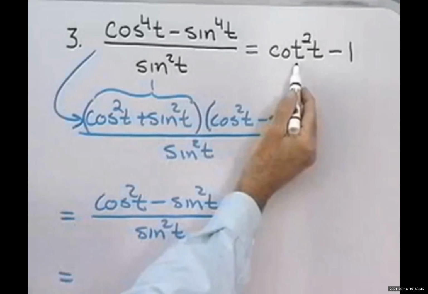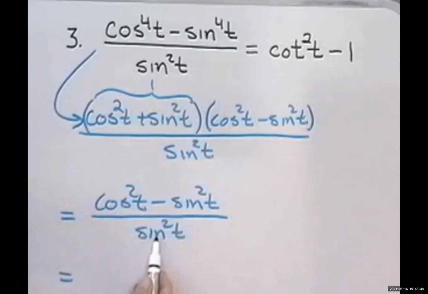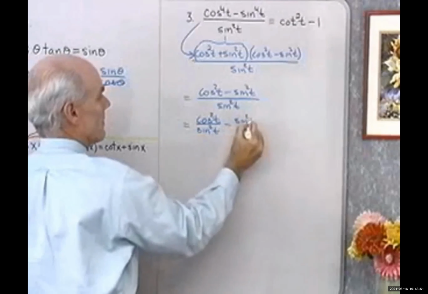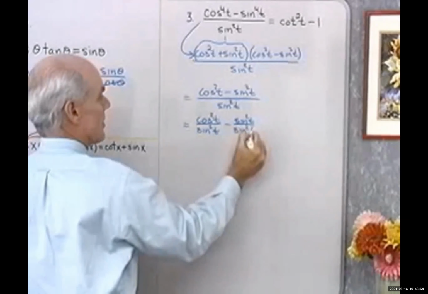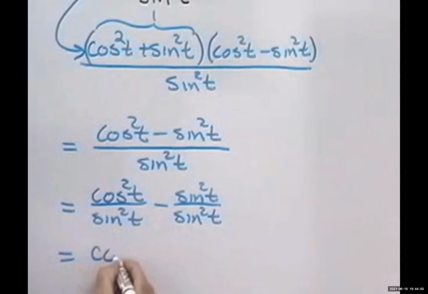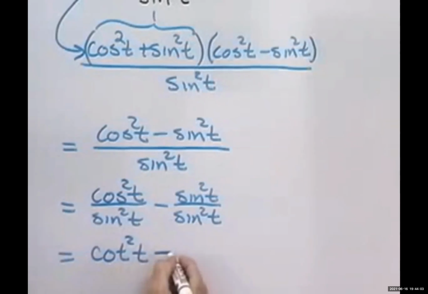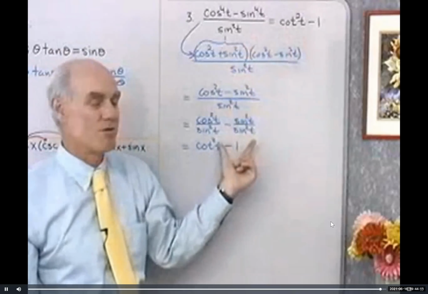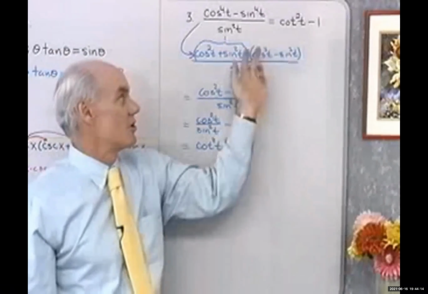Now let's say I look over here, I want cotangent squared minus 1. Well, if I take this sine squared and divide each term in the numerator by it, I'll have what I'm looking for. Cosine squared t over sine squared t minus sine squared t over sine squared t. And look what I've got here. Cosine squared t over sine squared t, that is cotangent squared t, minus sine squared t over sine squared t is 1. So I've done the same thing here. I've succeeded in changing this side into this side using just trigonometric identities and a little bit of algebra. So I've proved this identity.